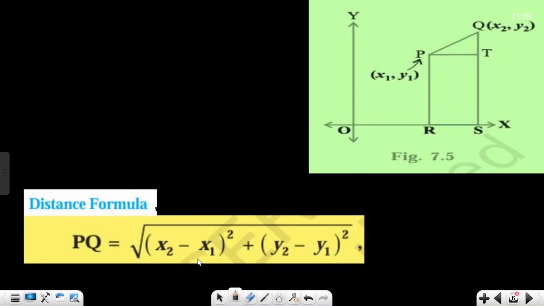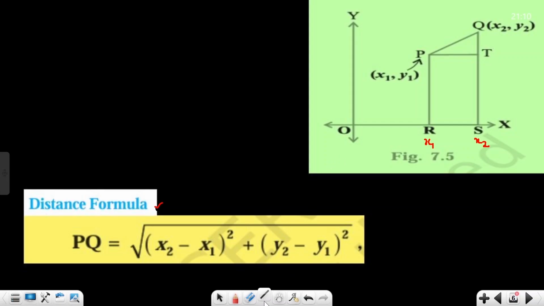This is the distance formula. The distance formula is root of x2 minus x1 whole square plus y2 minus y1 whole square. How does it come? We use the PT theorem, PT meaning Pythagoras theorem. Look at here, the P point coordinate is x1 and y1, and the Q point coordinate is x2 and y2. How do we find the distance between them? Look at here. If this point is x1 and here S point is x2.